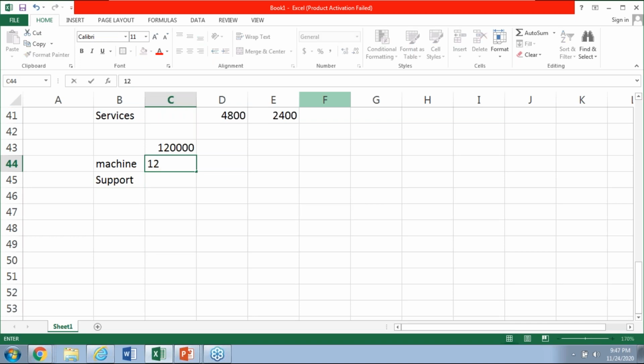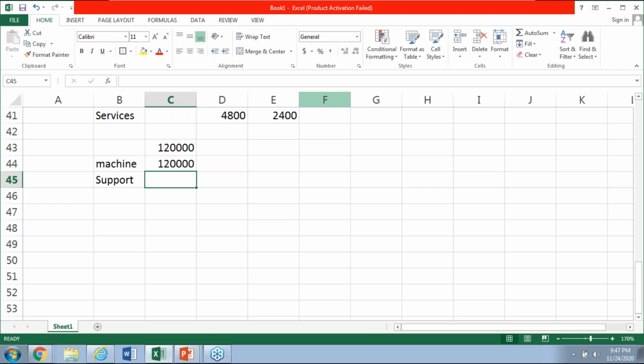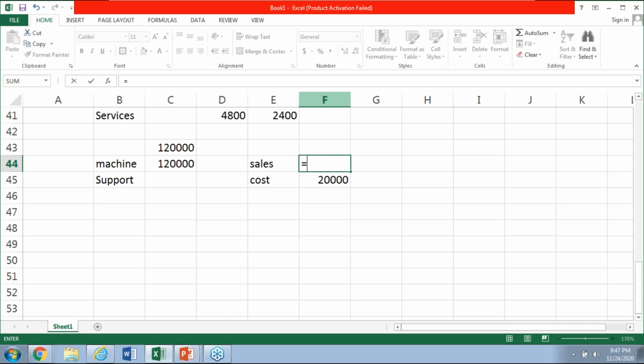So usually the machine will be sold at a price of 1,20,000, and the service costs 20,000. So what will be the selling price if the markup is 50%? The sales price will be 20,000 divided by 100 multiplied by 150. I hope you are getting this point. So the value of the support will be 30,000.